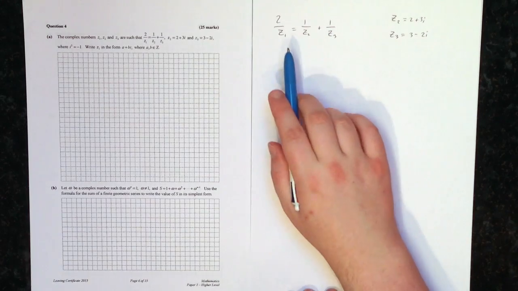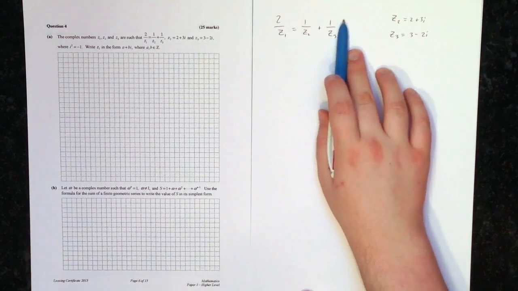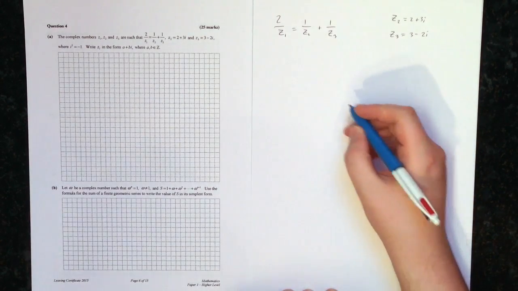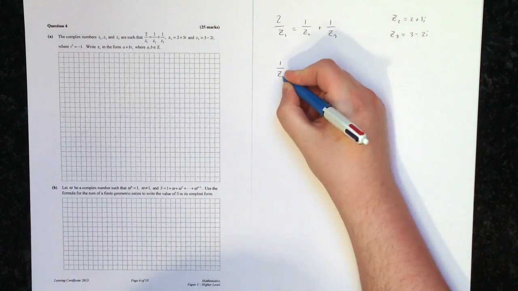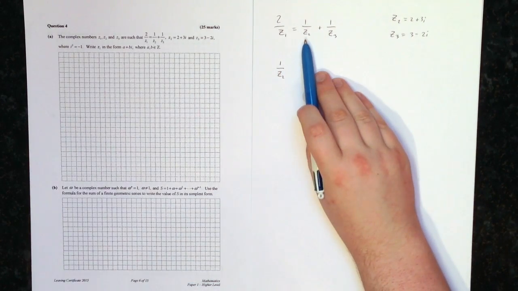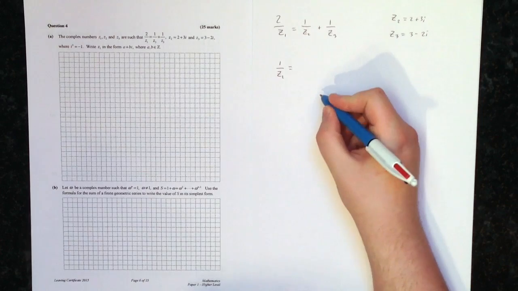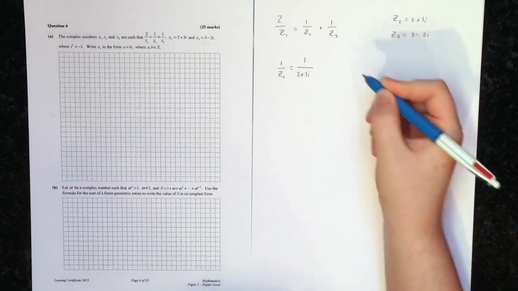So to do that, we have Z1 on the left-hand side of this equation, so we want to rewrite the right-hand side of this equation in a way that's easier to deal with. So firstly, we have 1 over Z2, and we want to rewrite that in some nicer way, given that Z2 is equal to 2 plus 3i. So that's going to be equal to 1 over 2 plus 3i.